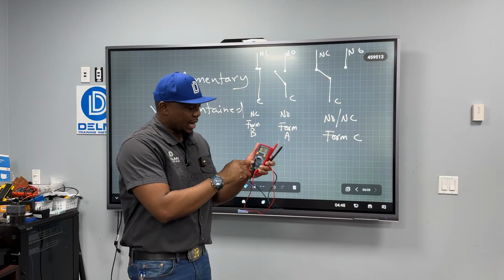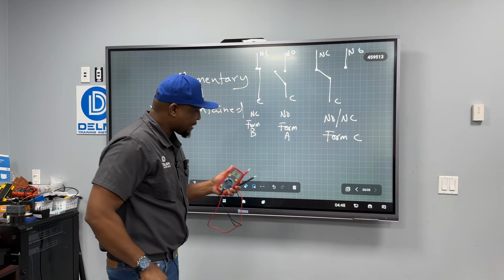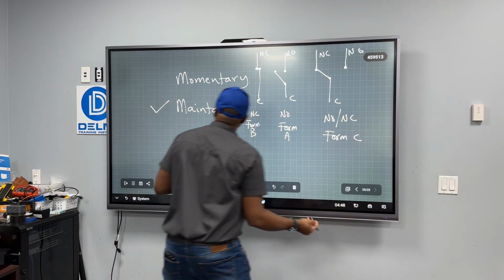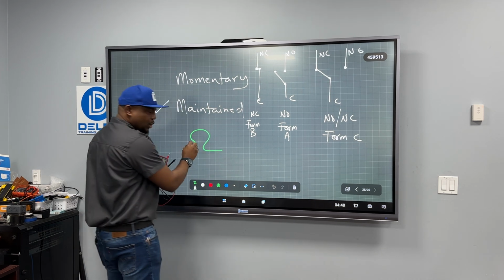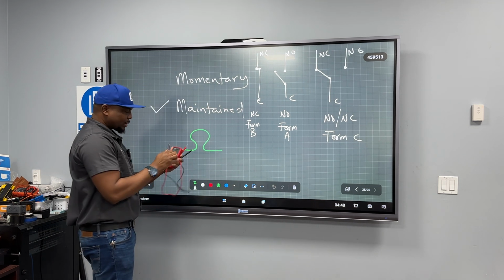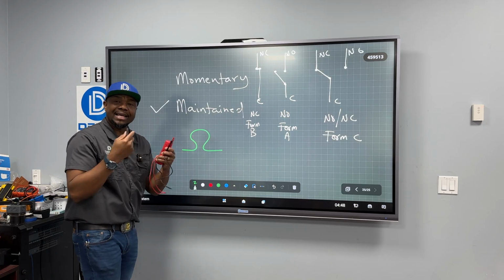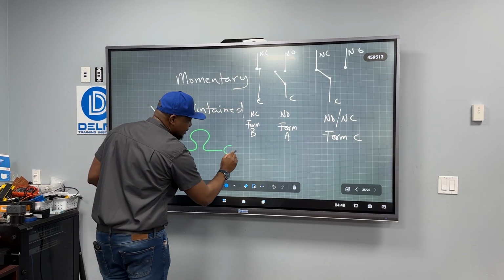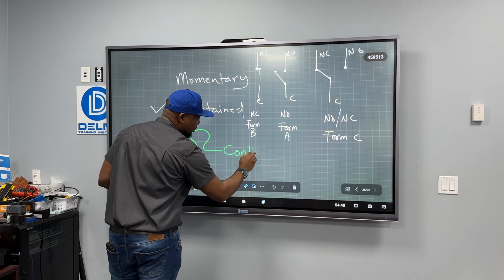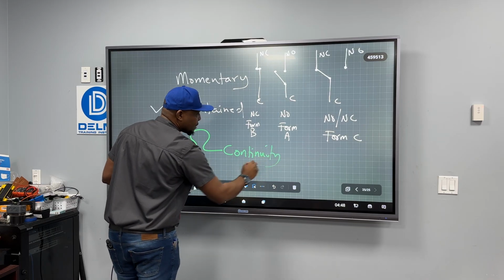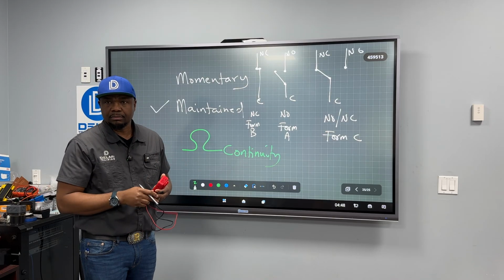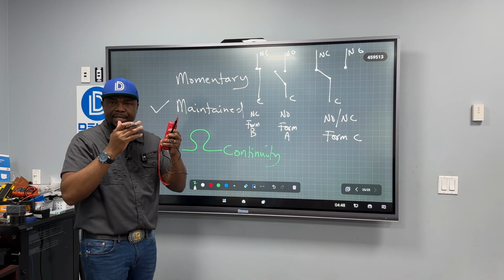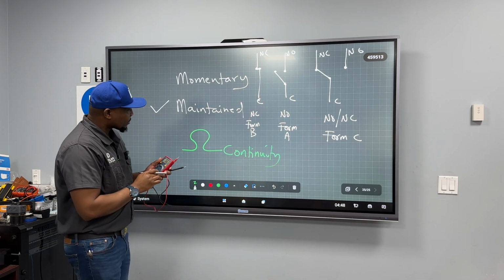And what do I have to do? I have to put it on the setting that has this symbol. This is ohms. So that's where I have to put this, if I'm testing for continuity. Is a maintained switch the same as the hold and contact switch? The hold contact switch, yes, because it holds it in its place till you toggle it again.